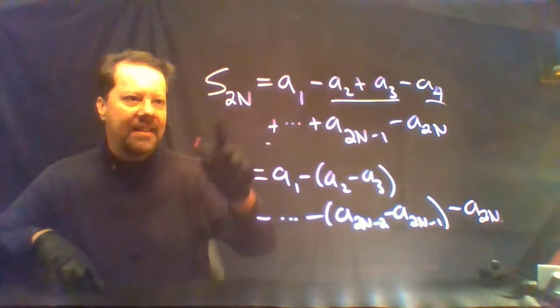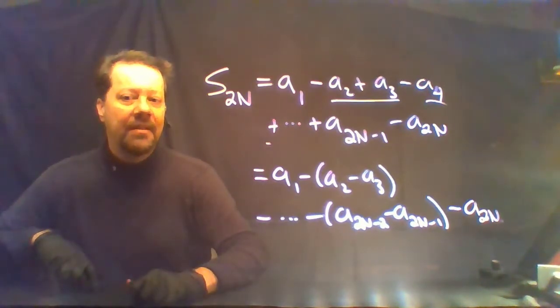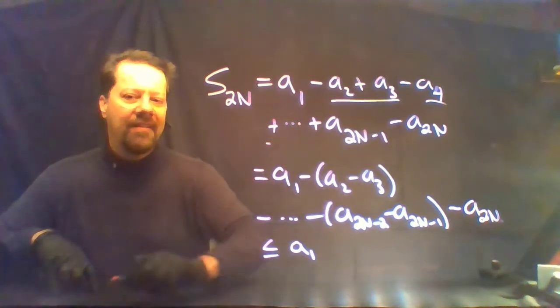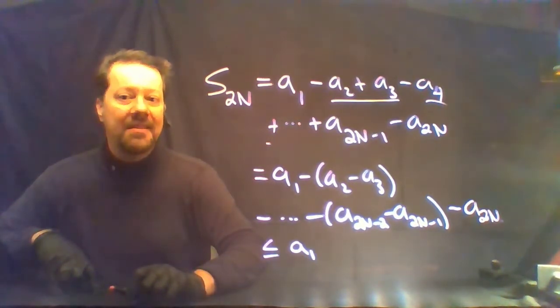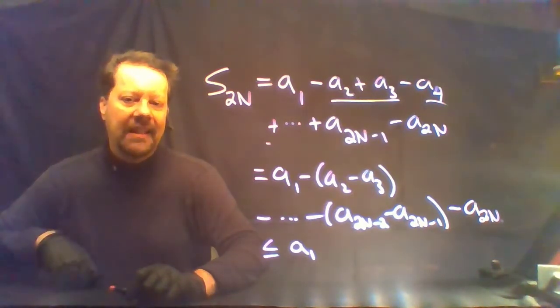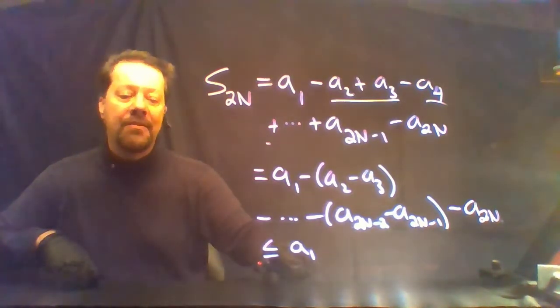That means that the sequence of even partial sums is no bigger than a_1. That means the even partial sums, we said already, is monotonically increasing, but it must also be bounded.